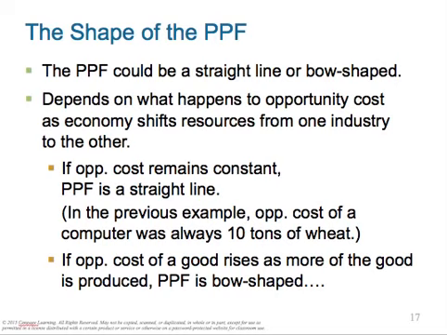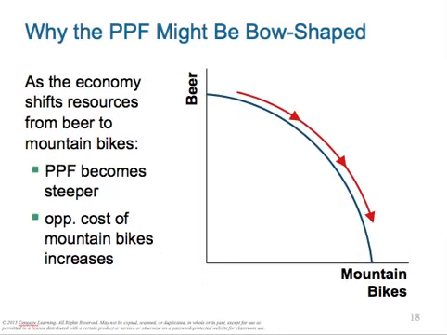If the opportunity cost of a good rises as more of the good is produced, the PPF will be bow-shaped. And we're going to talk a little more about that now. Why the PPF might be bow-shaped? As the economy shifts resources, say in this example from beer to mountain bikes, hopefully you're not doing both at the same time, that could be dangerous.